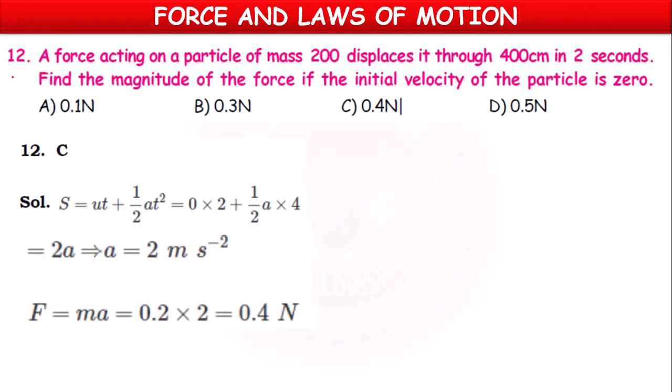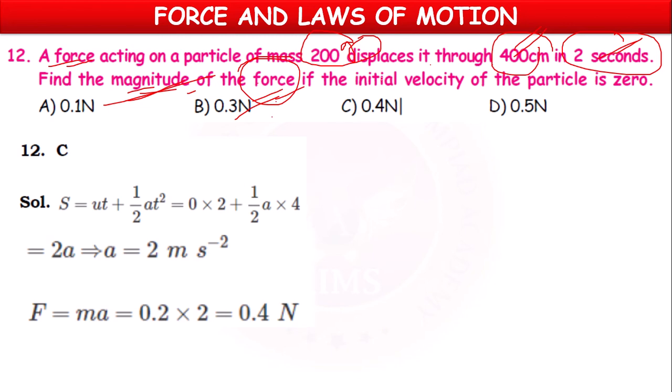Next, 12th question. A force acting on a particle of mass 200 grams displaces it through 400 centimeter in 2 seconds. Force is acting on a particle which has mass 200 grams and displaces it through 400 centimeter in 2 seconds. Now find the magnitude of force.